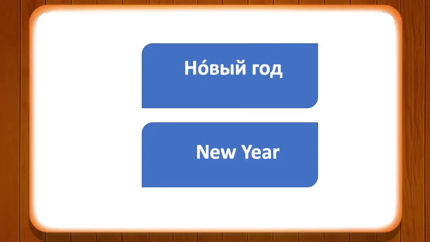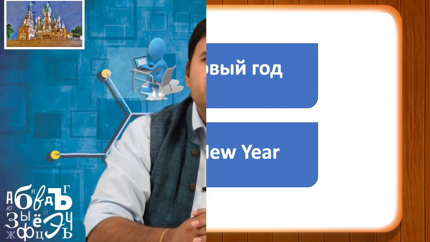Accordingly, in this module as well, we have brought to you a new text titled Novi God, which means New Year. As the title suggests, this is one of the most important times in the entire year when we celebrate the new year with family and friends. To learn more about Russian culture, what kind of food, what kind of dishes, what kind of decoration, what kind of festivities they have during the new year, we would learn through this text.